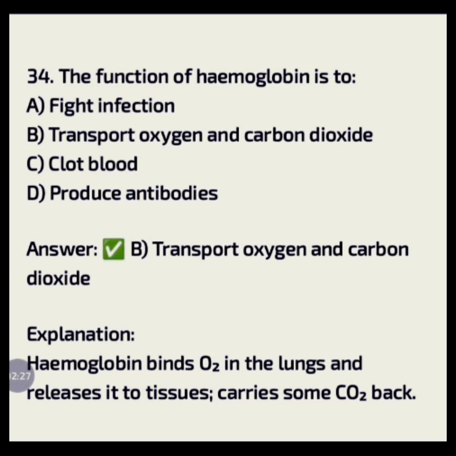The function of hemoglobin is to: option A, fight infection; option B, transport oxygen and carbon dioxide; option C, clot blood; option D, produce antibodies. The correct answer is option B, transport oxygen and carbon dioxide. Hemoglobin binds oxygen in the lungs and releases it to tissues, and carries some carbon dioxide back.